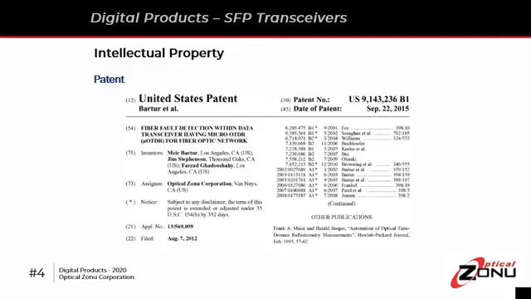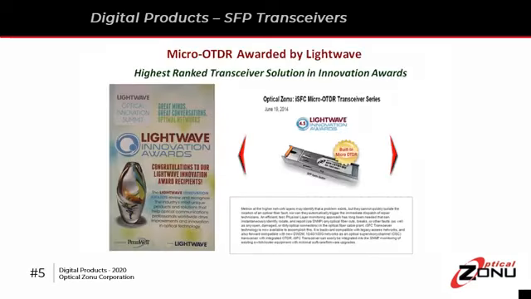The micro OTDR feature, technology, and know-how are protected by U.S. patents. The micro OTDR feature has been recognized by the Lightwave Innovation Awards.